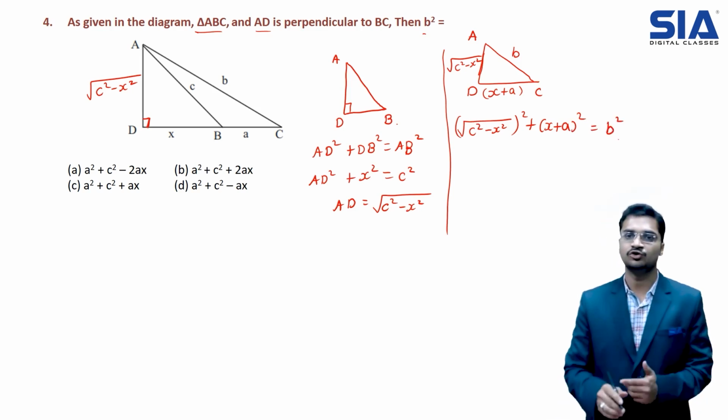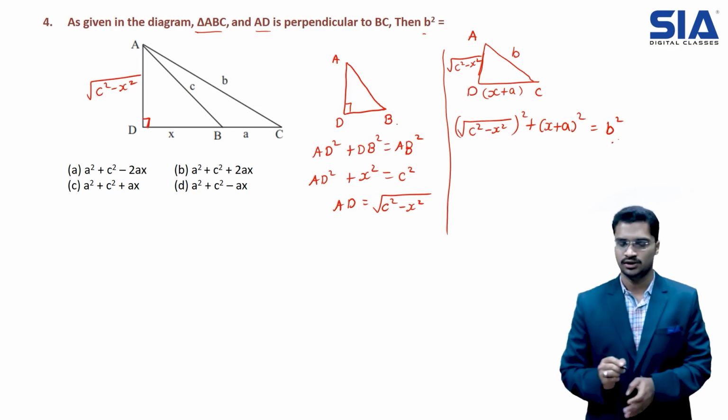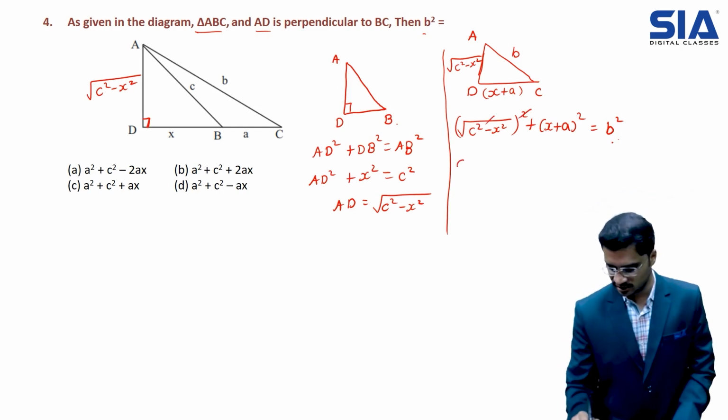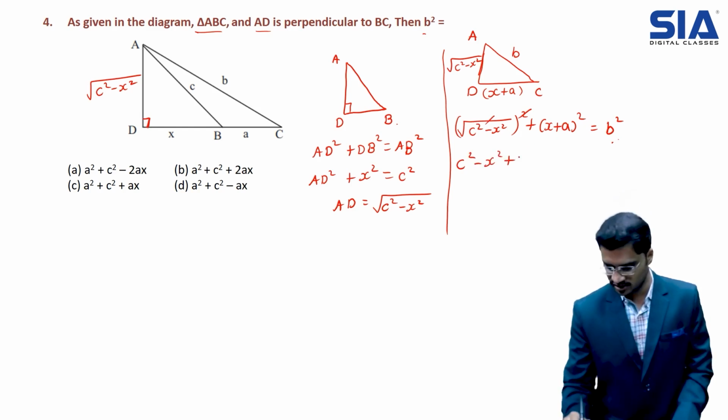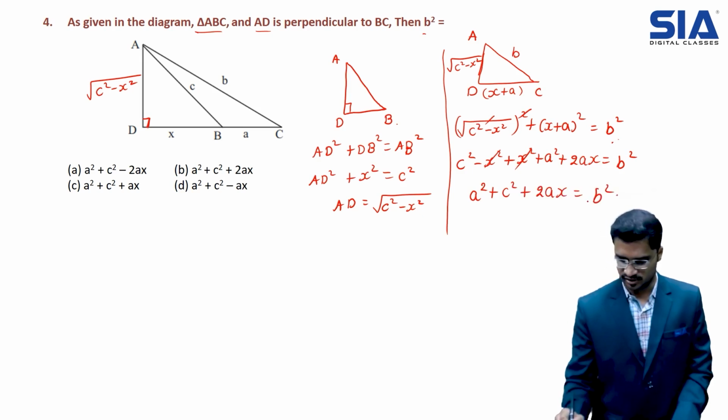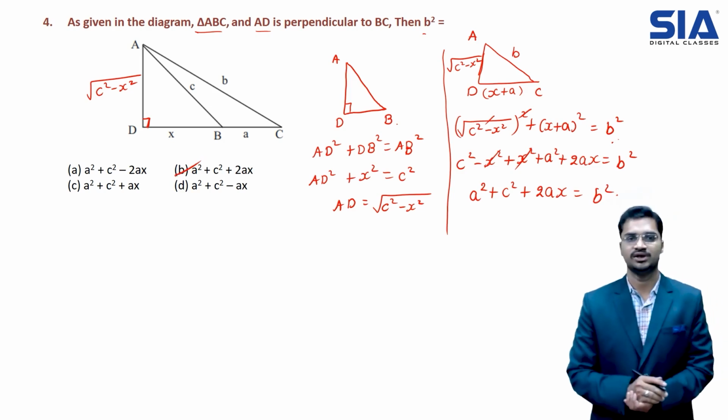What we should find is the value of B square itself. So the left side of this is our answer. Square and root get cancelled. So C square minus X square plus (X plus A) whole square, which is X square plus A square plus 2AX, is equal to B square. So X square gets cancelled. So our answer is A square plus C square plus 2AX, which is option B.